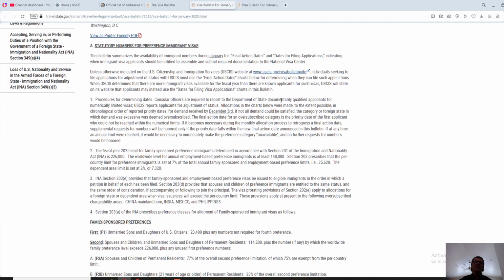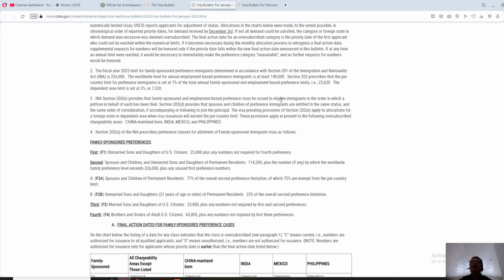So there are 4 family preference categories: first, unmarried sons and daughters of US citizens. There's the second family preference category with 2 subcategories for permanent residents: spouses and children of permanent residents, and unmarried sons and daughters over 21 of permanent residents. There's the third family preference category, married sons and daughters of US citizens, and then the 4th family preference category for brothers and sisters, siblings of US citizens.